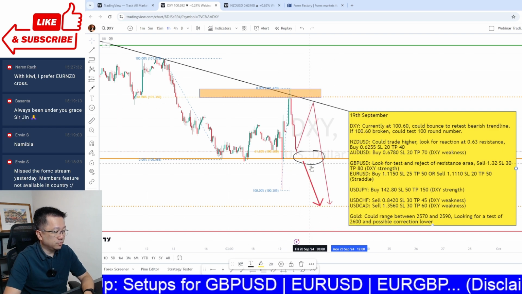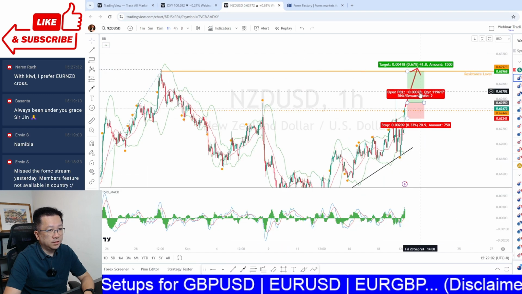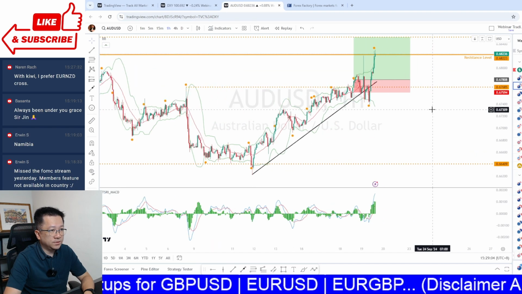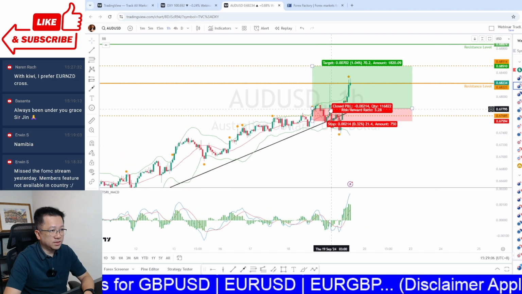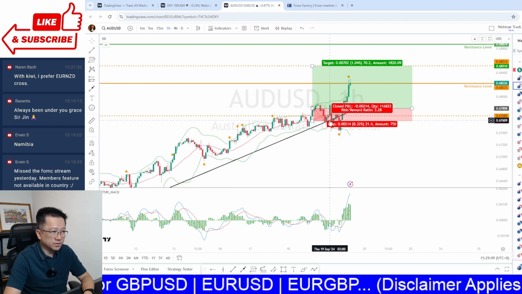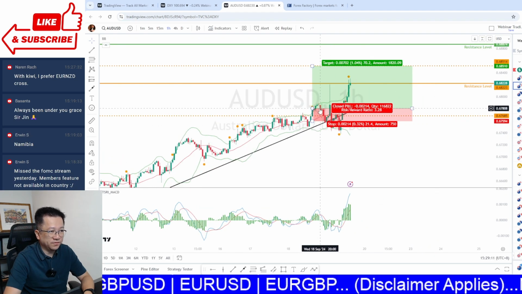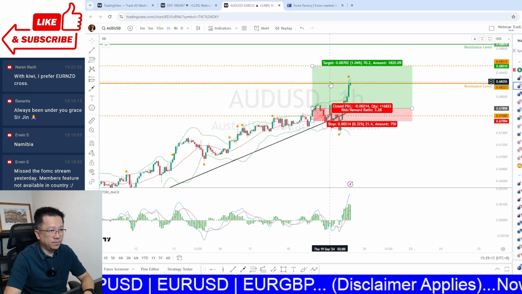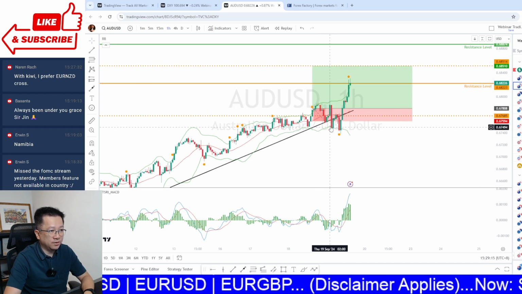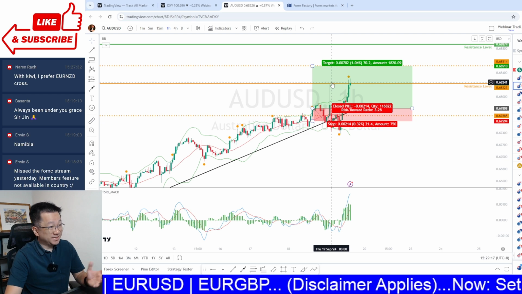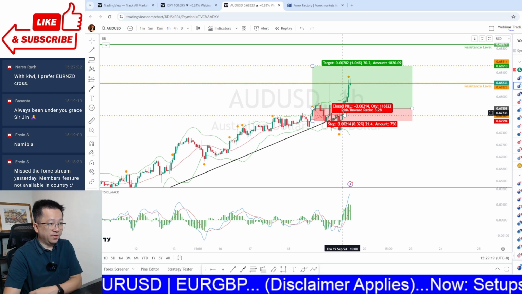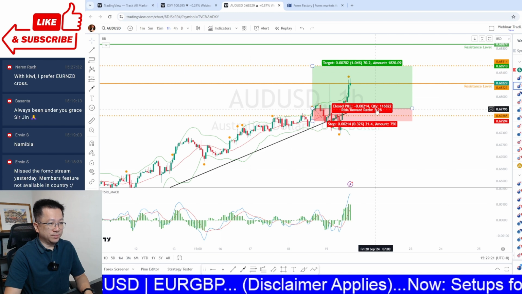You see that trying to push back down a bit. Then onto the Aussie, right? That worked out. Well, it came down, it would have hit your stop. You shouldn't have entered there just before the news. News would have gone up, hit that resistance, came back down, hit your stop. At resistance you should have closed. And then again, a second round to the upside.